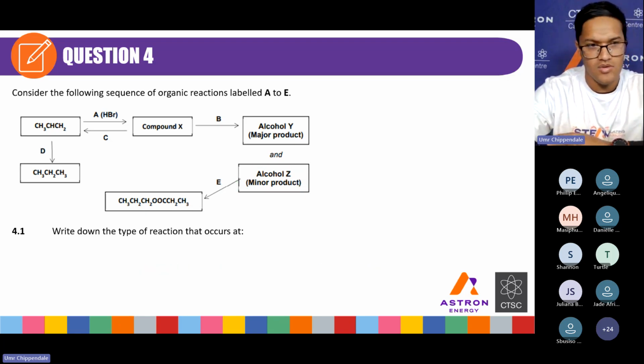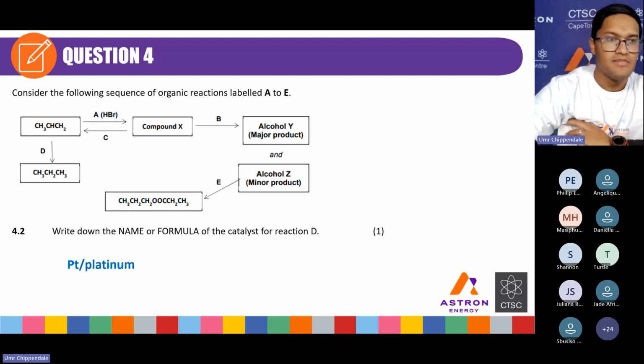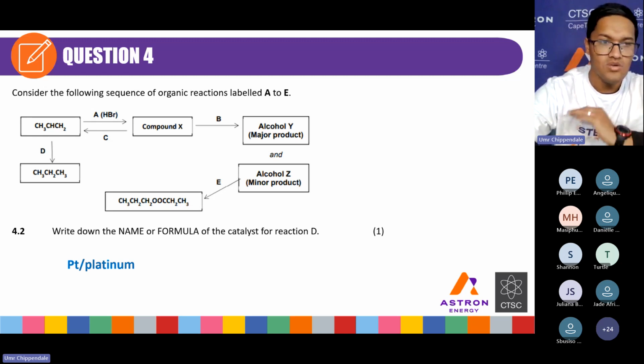All right, sorry, wrong question. So we go back. This will be always platinum that you'll use, right? So the catalyst always to go from an alkene to an alkane, you'll always have it as platinum.